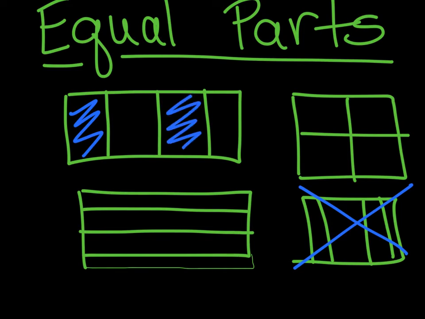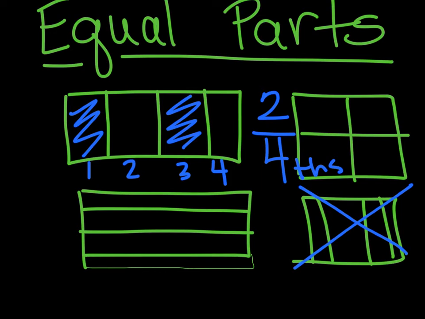Okay, so I want to figure out my denominator. Remember, the denominator is always the total number of pieces that I have. So I have 1, 2, 3, 4 pieces. So it's out of 4. And then how many did I shade? I shaded 2. So let's read this fraction together. We read it as 2/4. So say that again, 2/4. We add the THS to the bottom. 2/4.